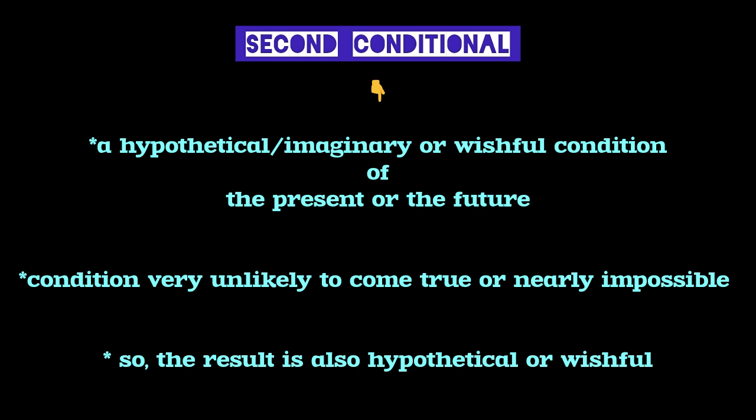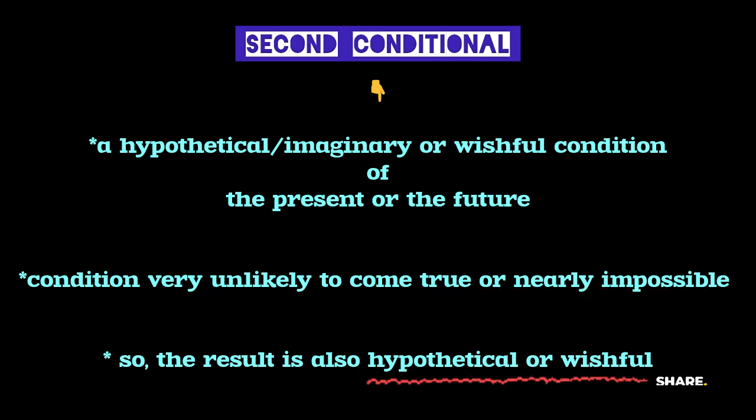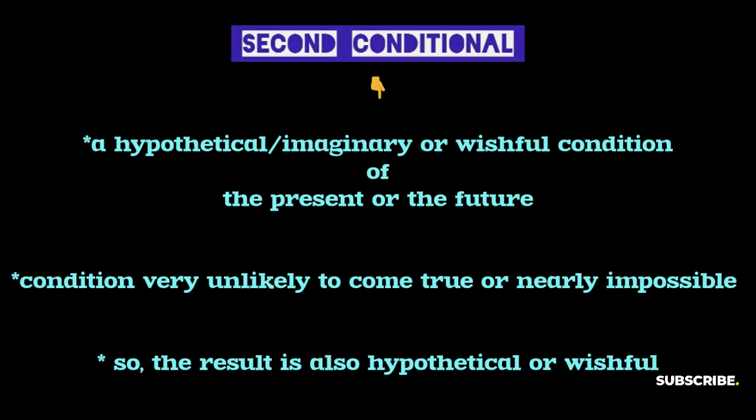You see, the second conditional contains a hypothetical, that is imaginary or a wishful condition of the present or the future. Such a hypothetical condition of the present or the future time is merely wishful or imaginary, and it's almost impossible and very unlikely to come true. And therefore, the result or consequence of such a hypothetical condition is also merely wishful and very unlikely to come true in the present or the future.